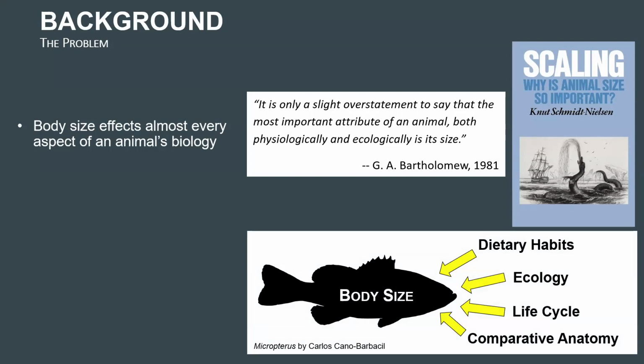There have been a number of very good publications that talk about this. There's a famous quote by G.A. Bartholomew that is often brought up in this context, that people like to cite all over the place. That's very true. I would recommend Knut Schmidt-Nielsen's book, Scaling, about why this is important. It's a very good book for an introductory person who knows very little about biology or math, and it gives good explanations as to why this is a big issue.